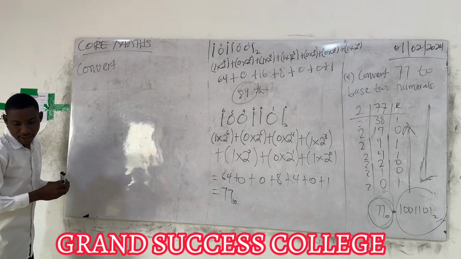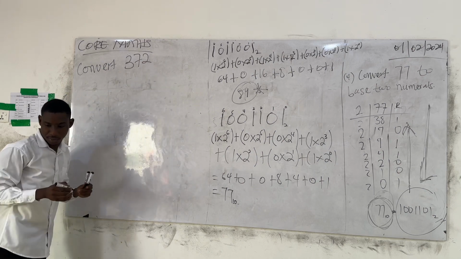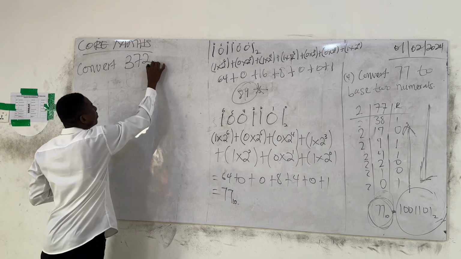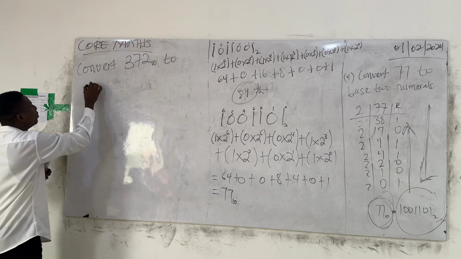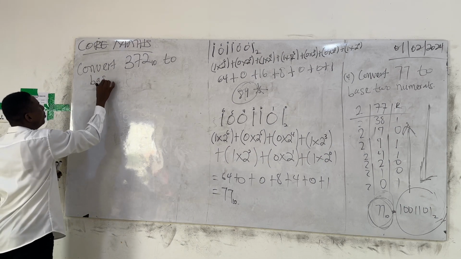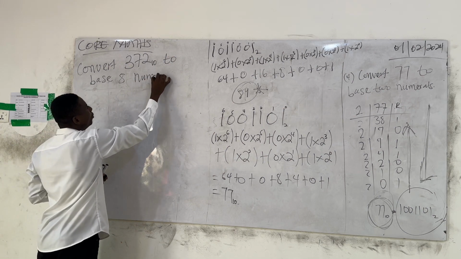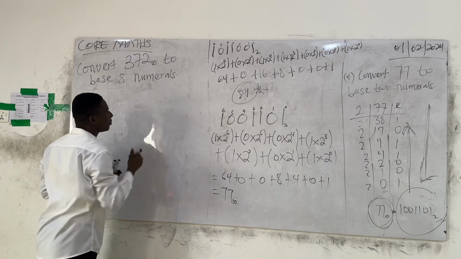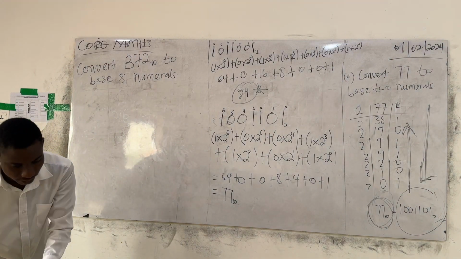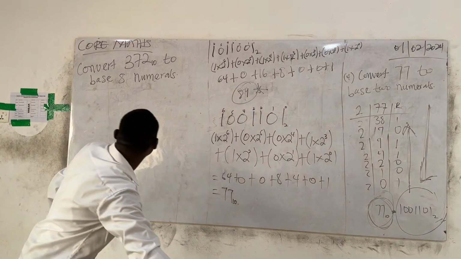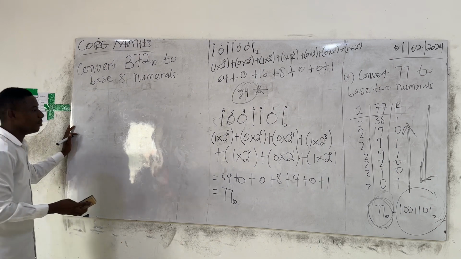Let's convert 372 base 10 to base 8 numerals. So this is the question. We are converting 372 base 10 to base 8 numerals.